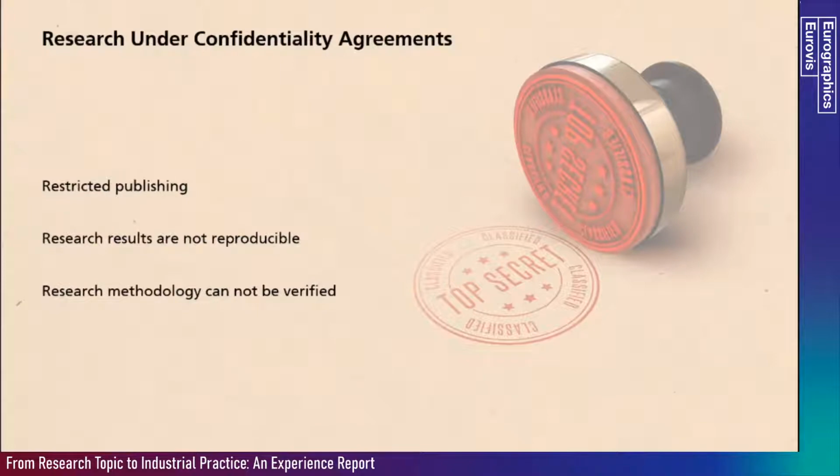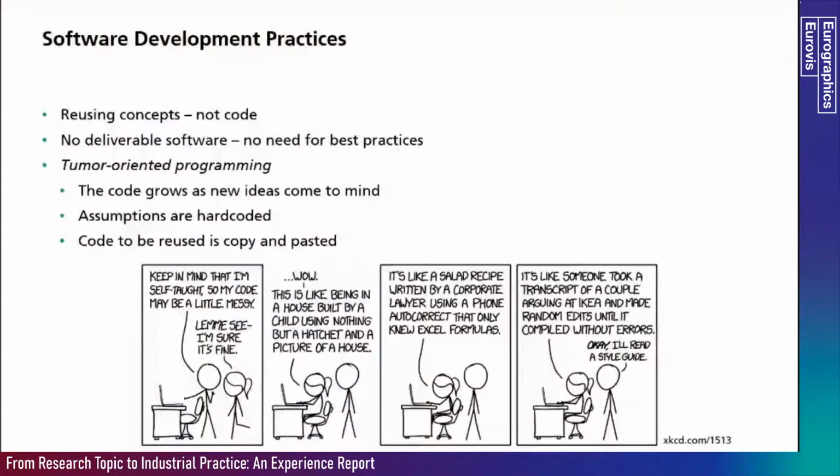So it hangs in there, stays there for someone to become an inspiration, but you can never be completely sure that you have repeated the experiment and it really works. And then one of my personal problems that I really, really often come across, and it annoys me very much, are the software development practices. There have been studies before, and what they have reported is that you find scientists saying they're supposed to be reusing concepts, not the code, which is definitely not something you want to hear from someone who is handling code. Further on, they say there is no software to be delivered, so there is no need for best practices in terms of coding. And that is something that I like to call tumor-oriented programming.